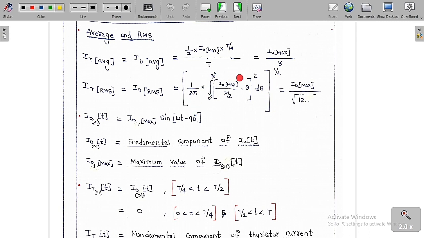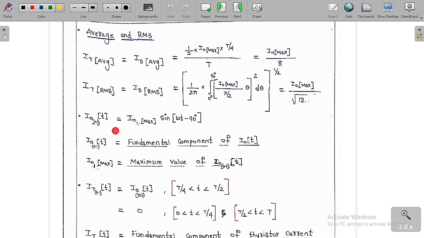So under root of 1 by 2 pi, integration from 0 degree to 90 degree, of I naught max by pi by 2 into theta, whole square, d theta. If you solve this, we finally get I naught max by root 12. So I naught max by root 12 is the RMS value of the thyristor current, or the RMS value of the diode current.